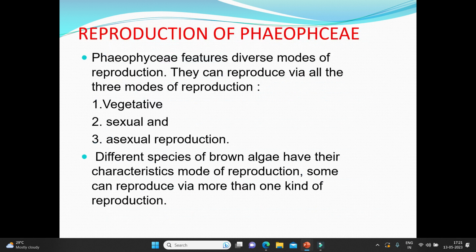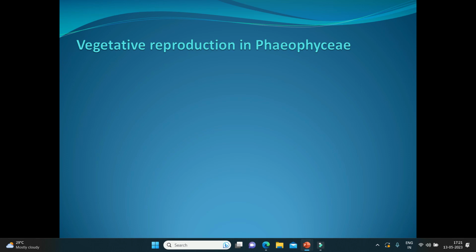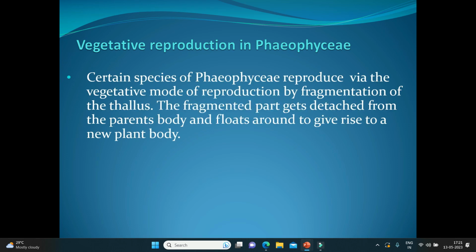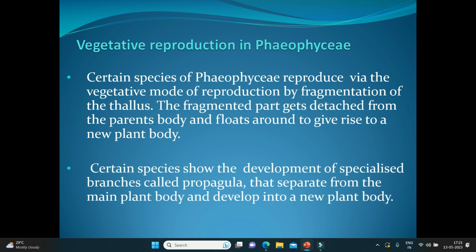So first is vegetative reproduction of Phaeophyceae. Certain species of Phaeophyceae reproduce via the vegetative mode of reproduction, which means by fragmentation of the thallus. Thallus means a plant body that is not differentiated into stem or leaf, and lacks true roots and vascular system. And certain species show the development of specialized branches called propagules. A propagule is a unicellular product of a sexual or asexual process, such as the zygotes and spores formed as a result of meiosis or mitosis.